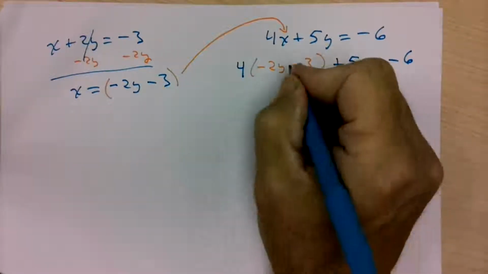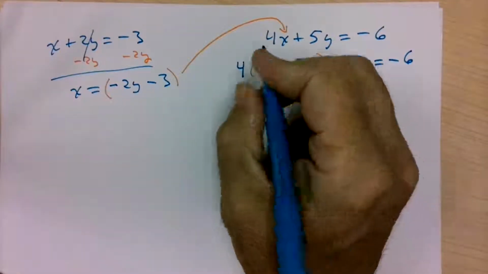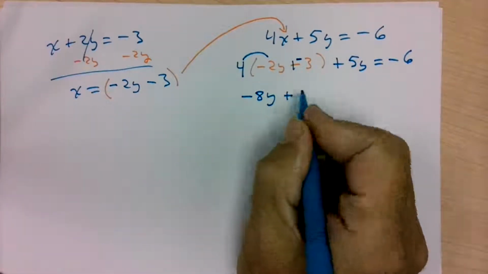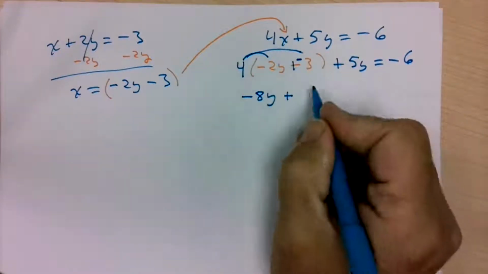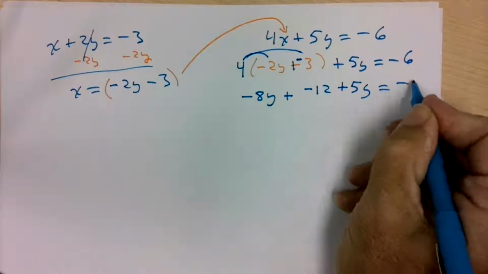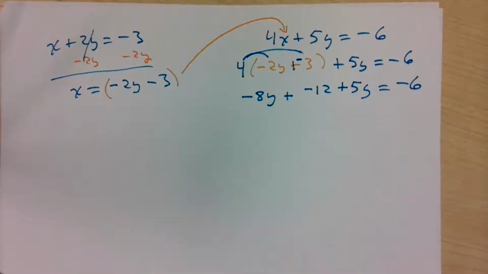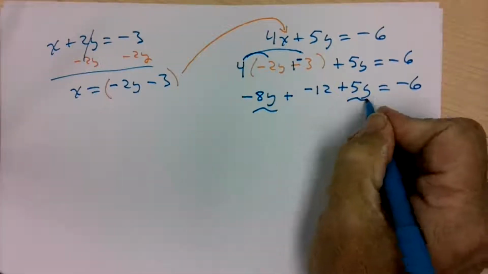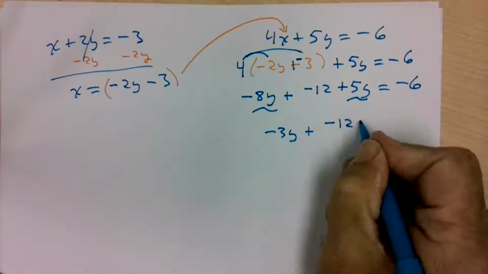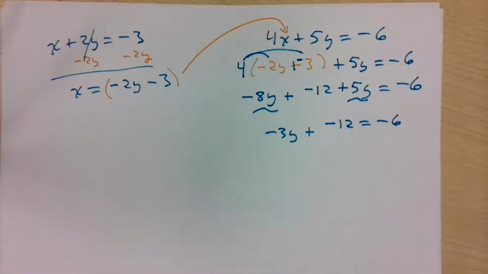Change the minus 3 to plus negative. Distribute 4 times negative 2y. Negative 8y plus 4 times negative 3. Negative 12 plus 5y equals negative 6. Like terms, negative 8y plus 5y, negative 3y plus negative 12 equals negative 6.